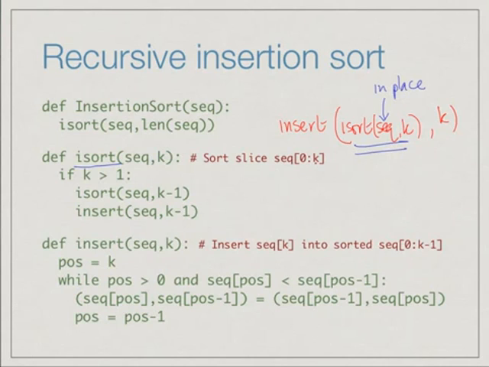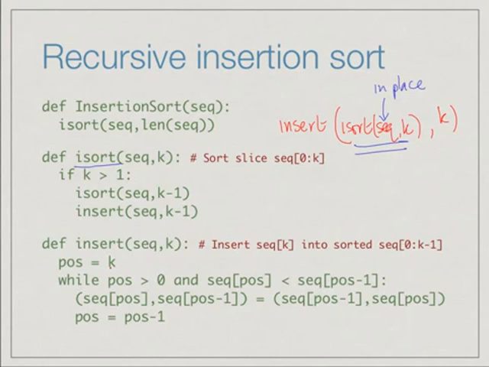So if it is 0, then I have an empty list. If I have 0 to 1, then I have a list of 1 position. It's only if I have 0 to 2 that I have at least 2 elements. And if so, what I do is I sort k minus 1 positions and I insert the last position into this sequence. And what does insert do?